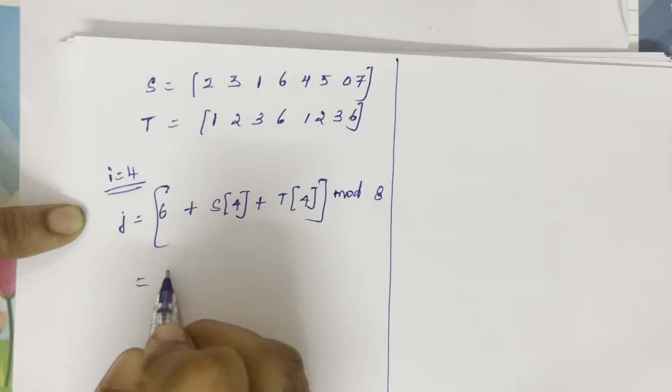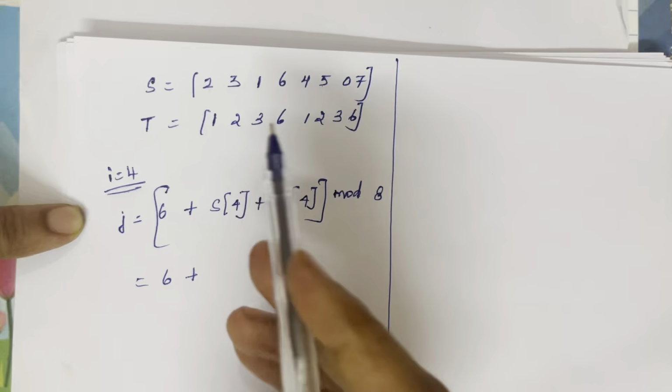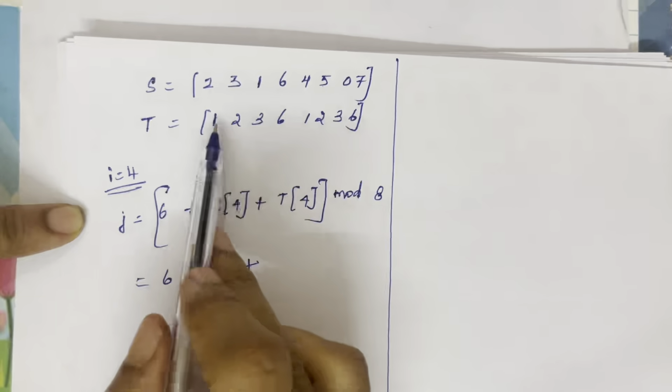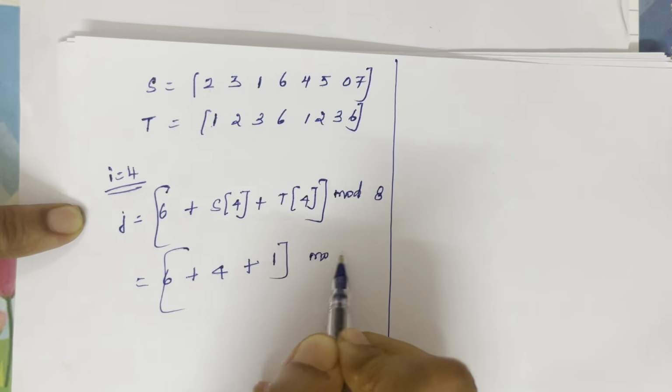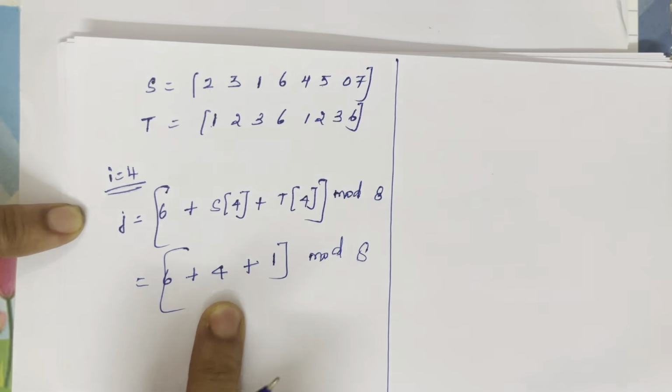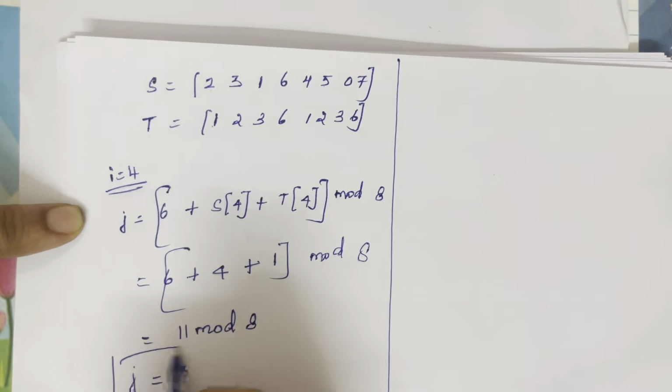So what will you get? That will be 6 plus s of 4, which is 4, plus t of 4, which is 1, mod 8. So you will get 6 plus 4, 10, 10 plus 1, 11. 11 mod 8, the answer will be 3. So j will be equal to 3.